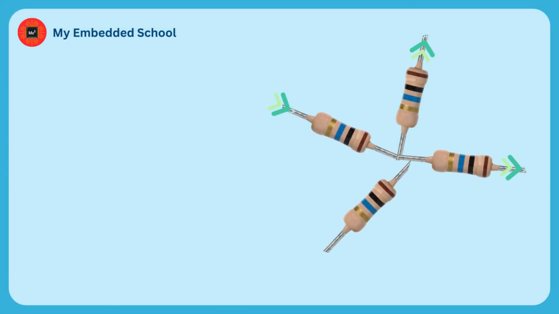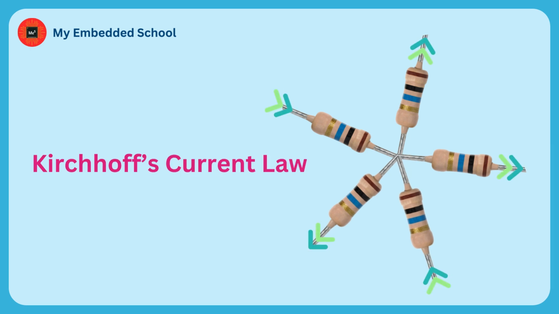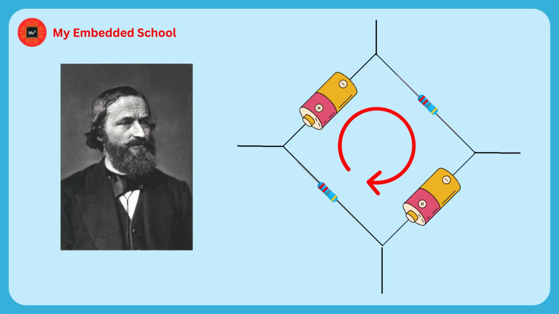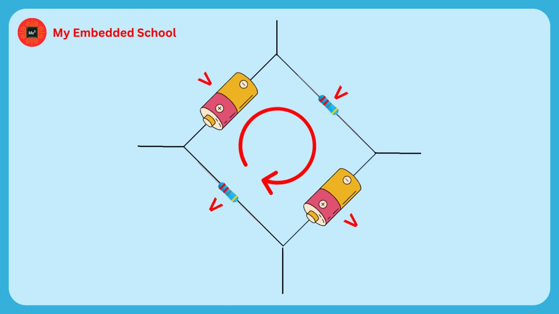In the previous video, we learned about Kirchhoff's current law, KCL, with an example. Today we learn about the second most important law, Kirchhoff's voltage law, KVL, which is used to find voltage in a circuit that has more than one active or passive element.